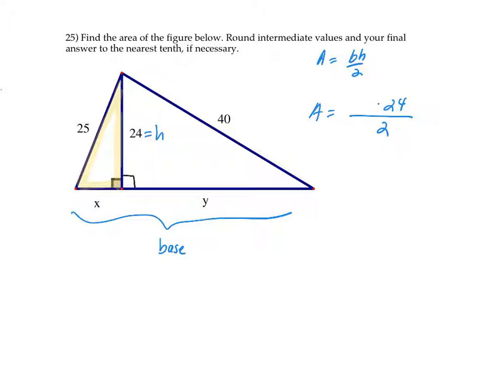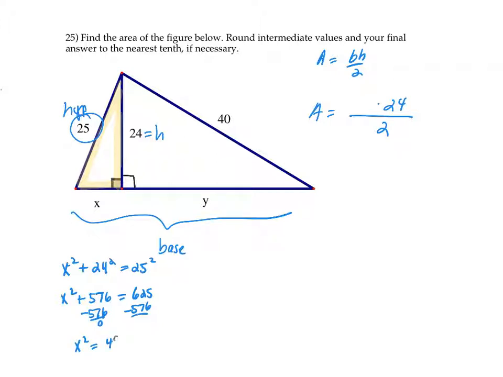So on the left hand side, this is my hypotenuse for this little right triangle that I highlighted in yellow. So we are going to set it up as x squared plus 24 squared equals 25 squared. So x squared plus 576, because that's 24 squared, and that's equal to 625. Take and subtract 576 from both sides. We end up with x squared is equal to 49.